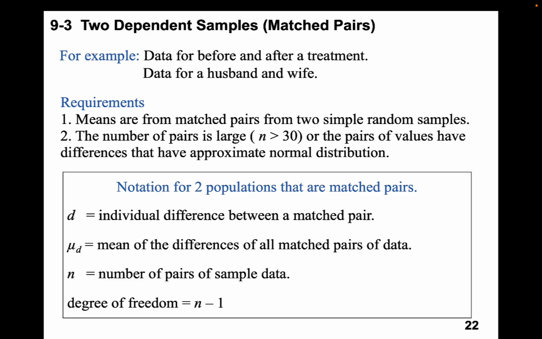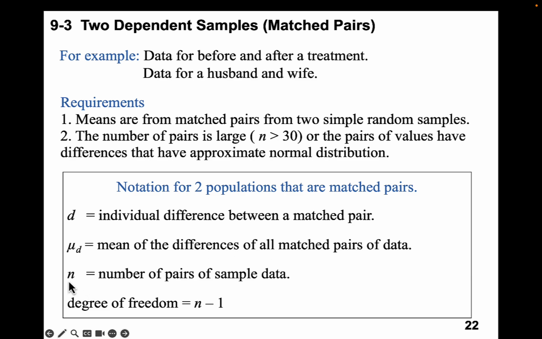Notation for two populations that are matched pairs. Okay, new symbols. So if you have a reference sheet of symbols, make sure you add these. Lowercase d, that is the difference between the matched pairs. For example, let's say a husband is 50 years old, and let's say the wife in that couple is 55 years old. So the difference between their ages would be 5 years. So that would be lowercase d equals 5. That's what that lowercase d means. It's the individual difference between a matched pair. Mu sub d, that is the mean of all of those differences.